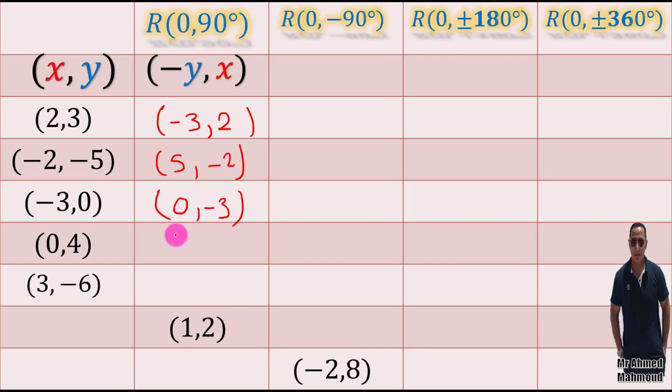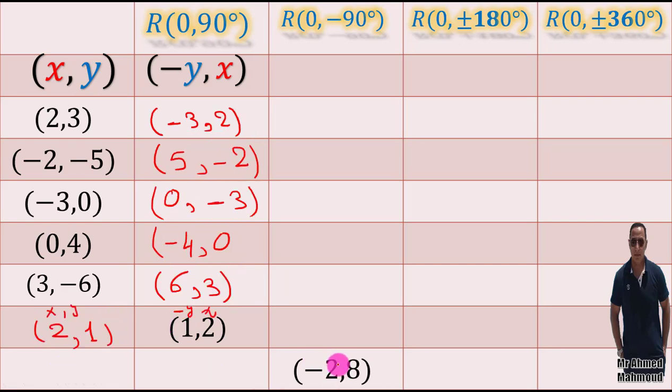Okay, here 0 and 4 change to be negative 4 and 0. 3 and negative 6, switch and change the sign of y, so it will be positive 6 and 3. Okay, here this point, this is negative y and this is x. If I need to bring this point to its original form, I will start with 2 without change here, and 1 will be negative 1. So the original point is 2, negative 1.